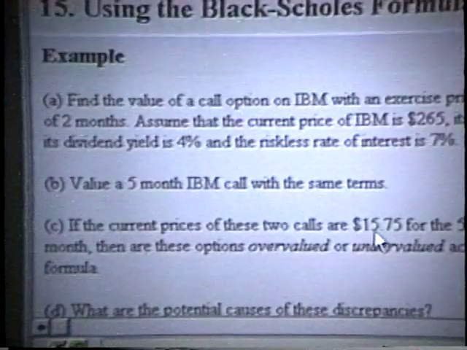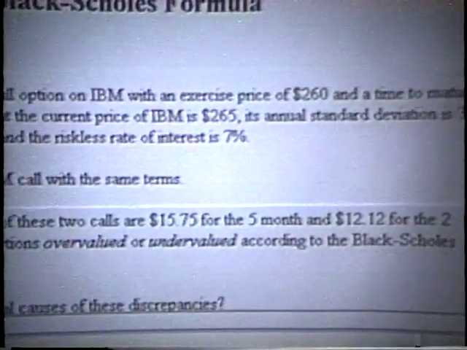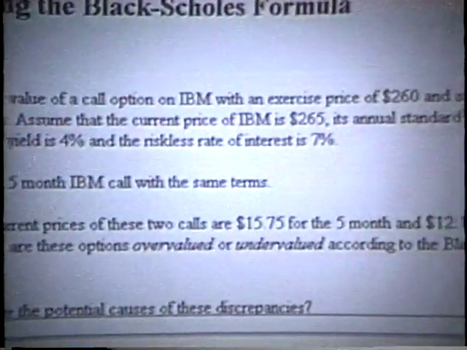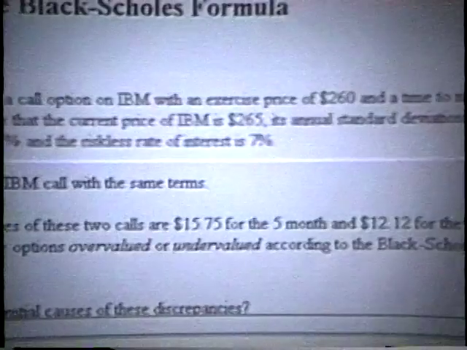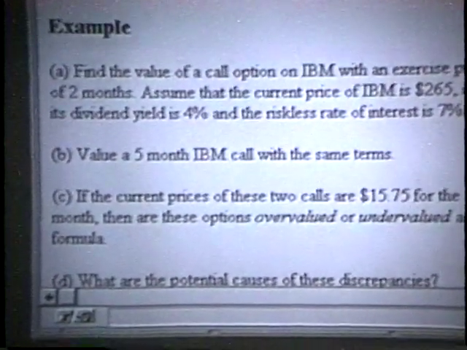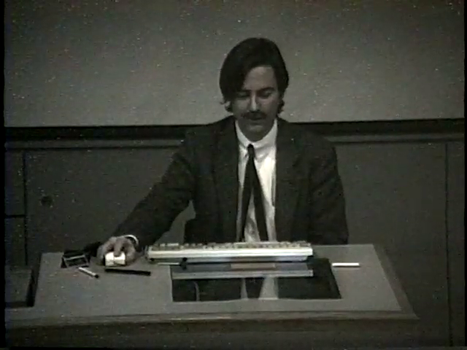If the current prices of the calls are $15.75 for 5 months and $12.12 for 2 months, then are these options overvalued or undervalued according to Black-Scholes? So here's the situation. We're using a model. We're given the volatility. We're going to get a model price, and we're going to observe a market price, and we have to decide, based upon that, whether the options are overvalued or undervalued. And what are the potential causes of the discrepancies? And what standard deviation is implied by the current price of the 5-month call option, approximately? Okay, so this is a fairly long question. And so let's go through it.